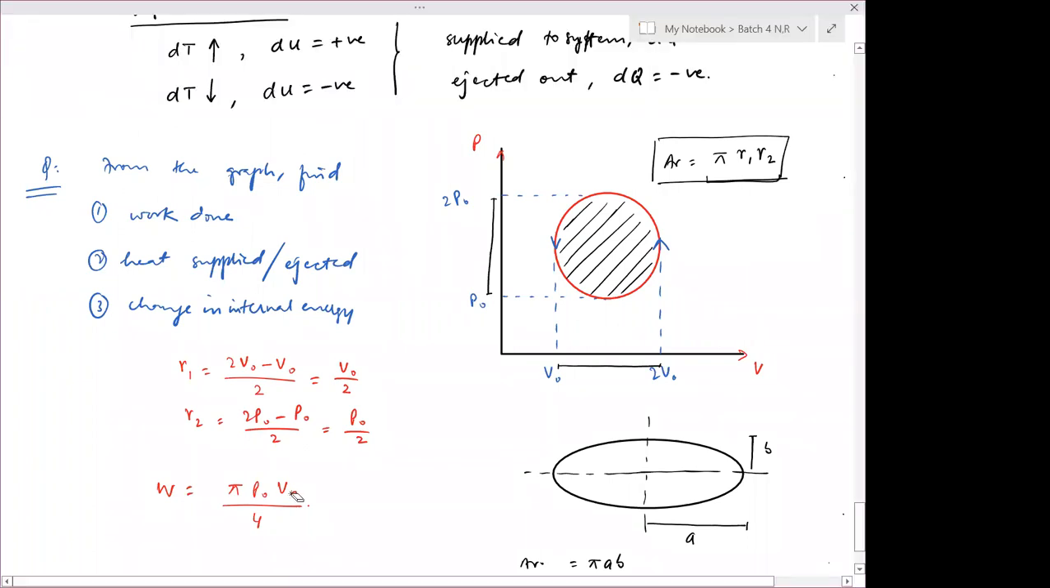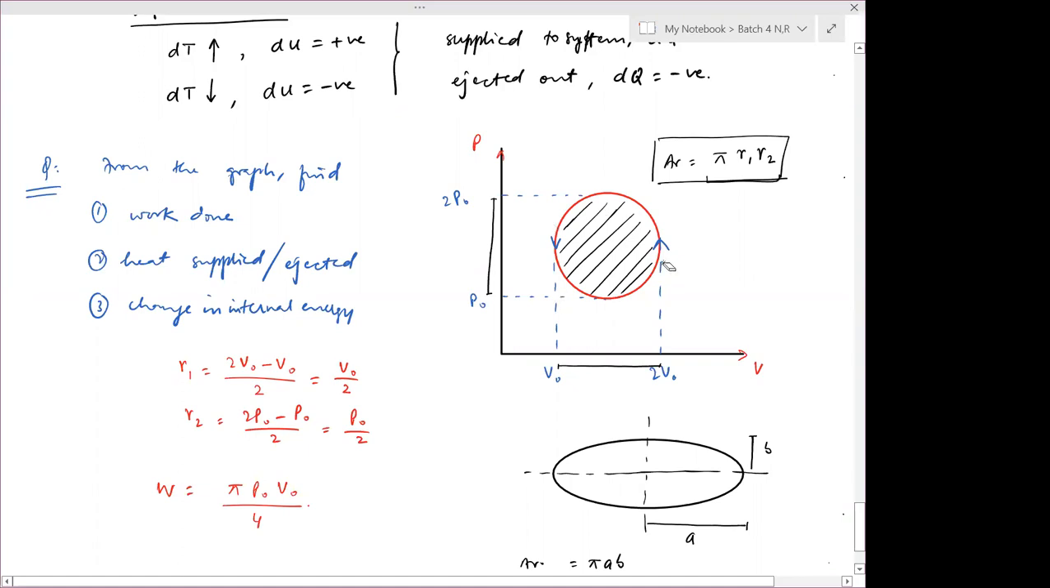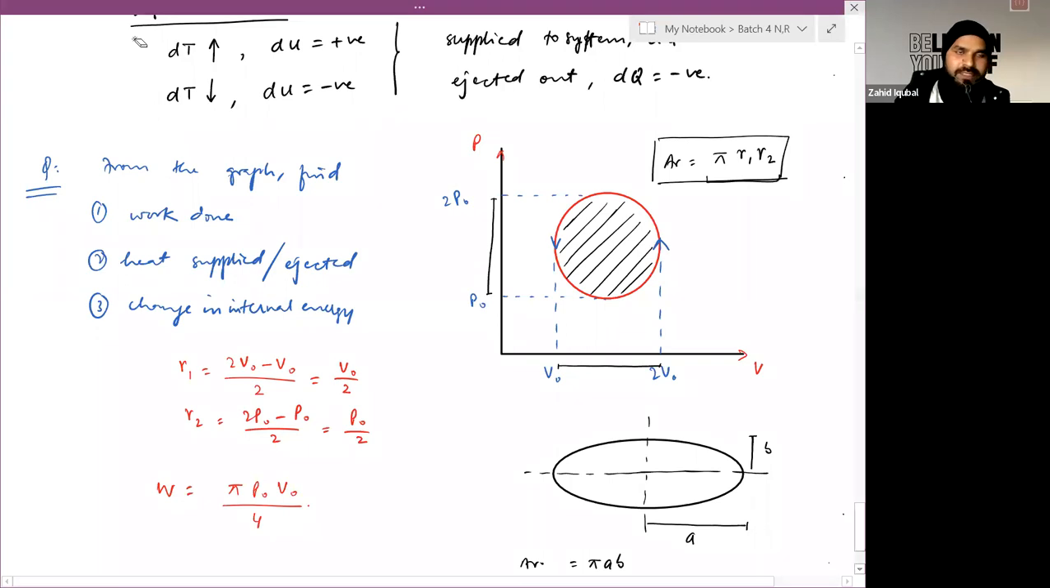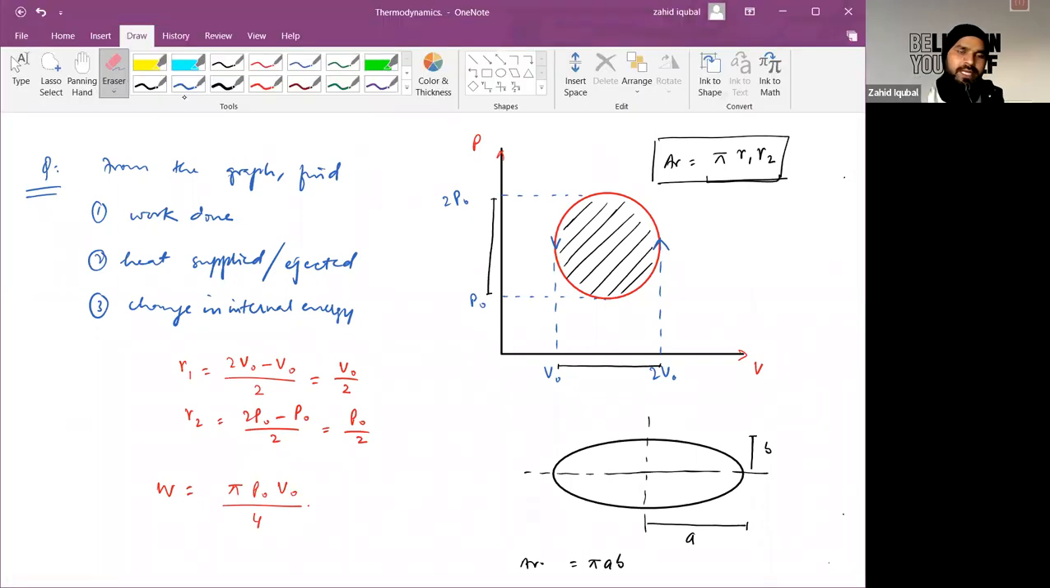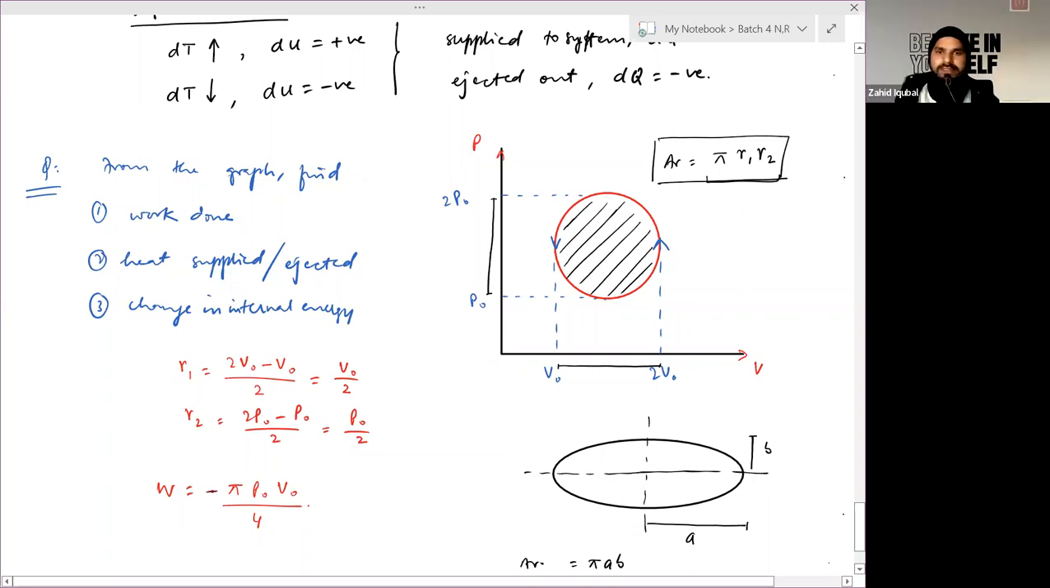Yusra, what will be the sign of this particular work done, positive or negative, related to this particular curve? Negative. Good. Since this particular curve is in the anti-clockwise direction, for anti-clockwise the work done should be negative. It means the gas is compressing.